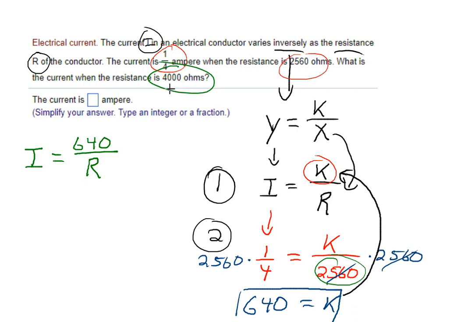Now it's going to equal 4,000, right? So I'm going to plug in 4,000 for R. So I get I equals 640 over 4,000, and now we're confronted with the same dilemma we just had a moment ago. We have this kind of not very nice looking fraction that we definitely need to reduce, right? It says type it in as a fraction, but you always need to reduce the fractions.